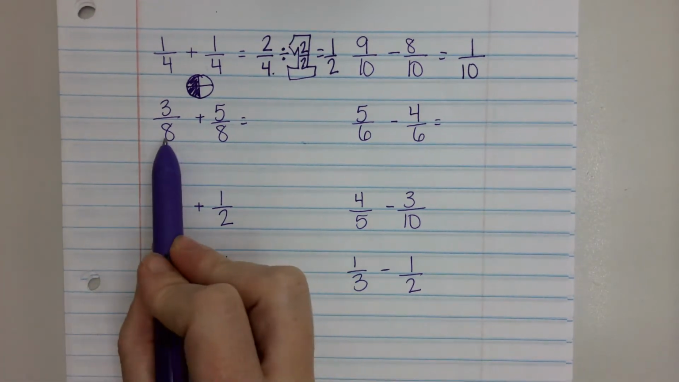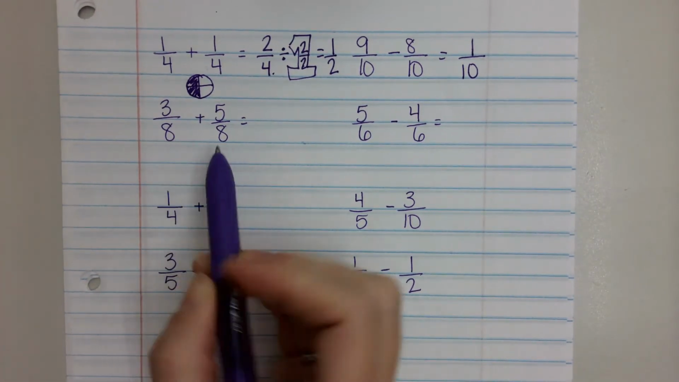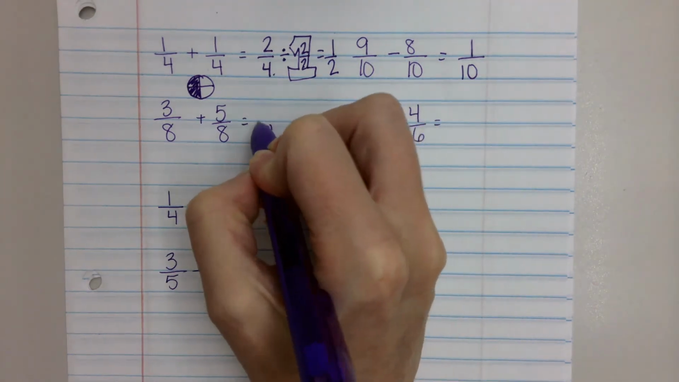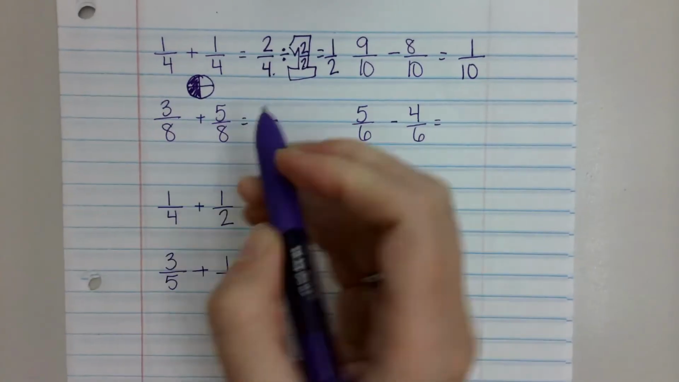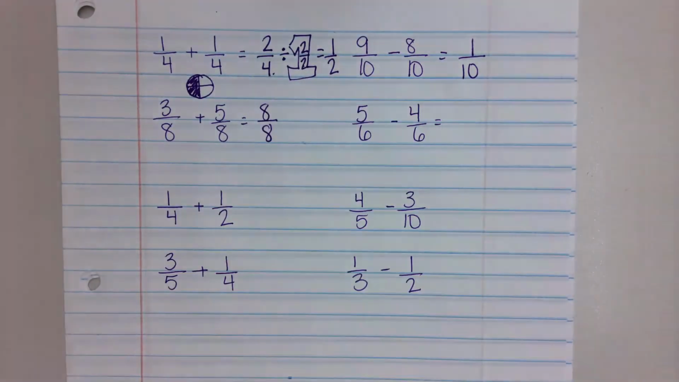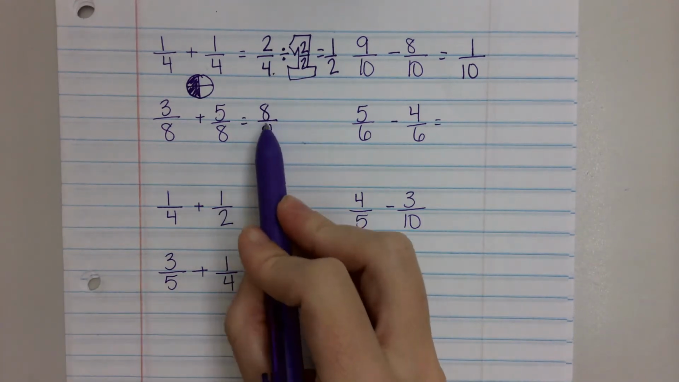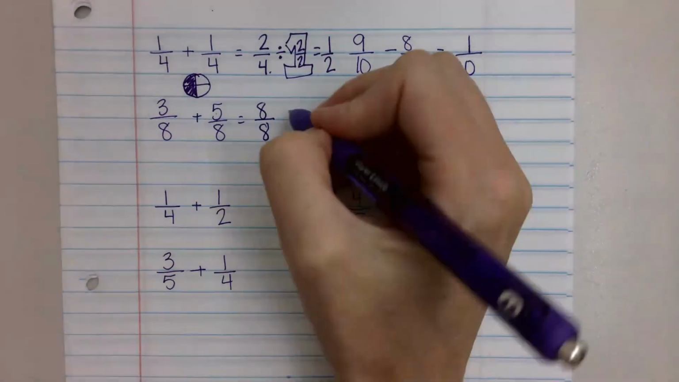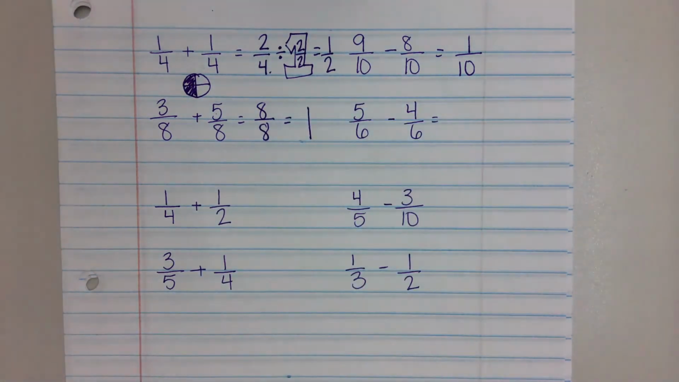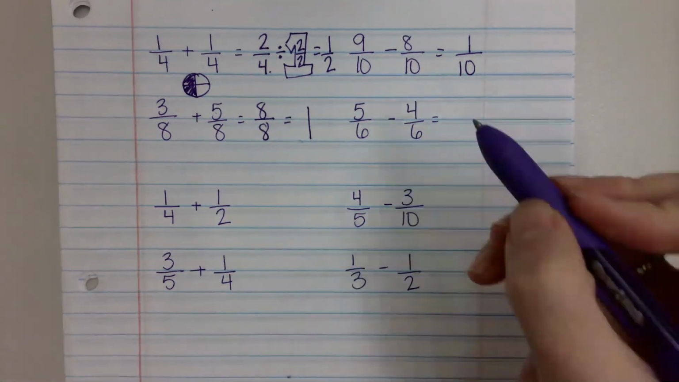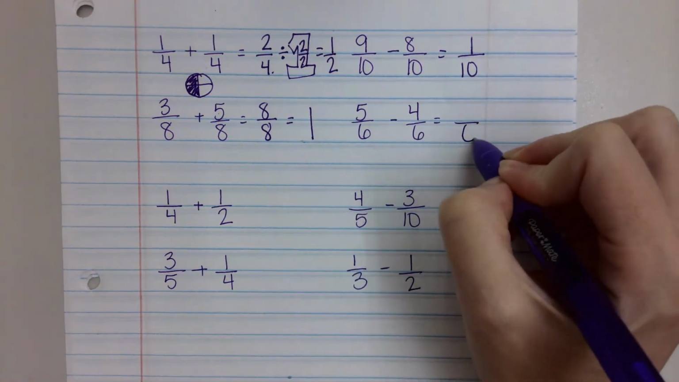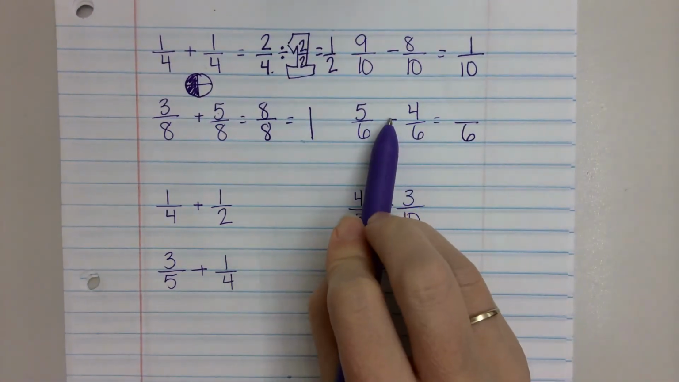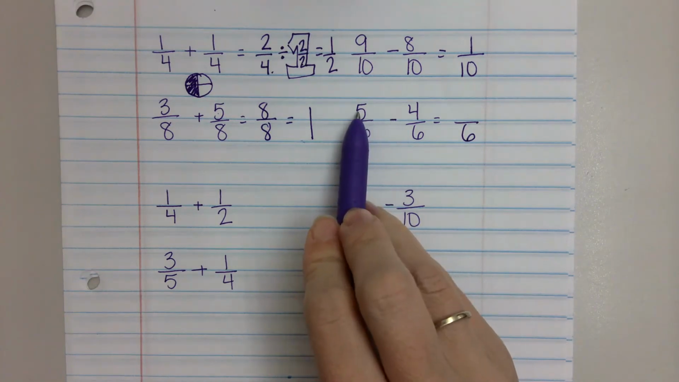All right, so for the next one, again, we have the same denominator. So we're going to keep the 8. And then we'll add 3 plus 5 is 8. Ooh, we can simplify that. 8 divided by 8 is 1 whole. All right, and then for this one, we'll keep our denominator, and then we make sure we pay attention to the operation symbol. 5 minus 4 is 1.